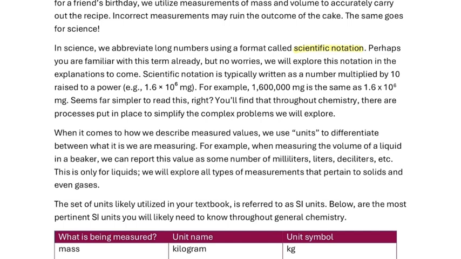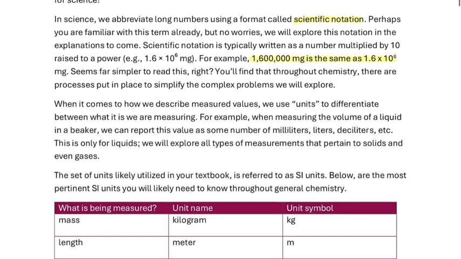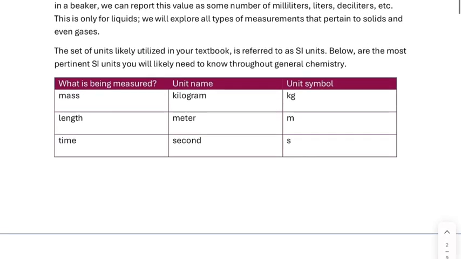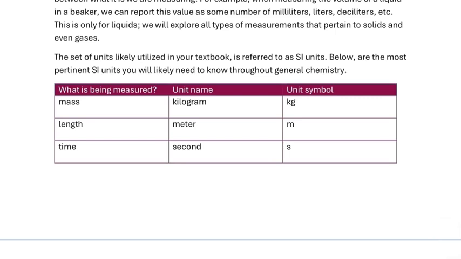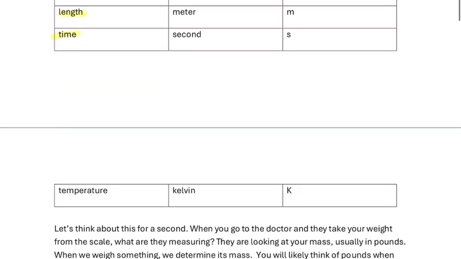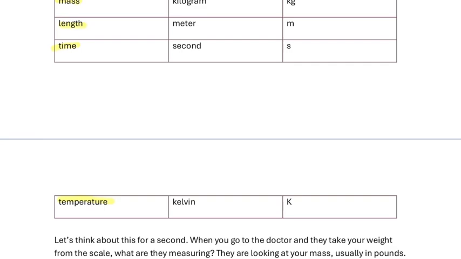It's a format that a lot of times we'll use in chemistry to simplify things because it makes long numbers a lot easier to portray. Also within chemistry we use a specific set of units referred to as the SI units. This is a standardized set of units, consisting of mass, length, time, and temperature, in which mass will predominantly be measured in kilograms with the symbol kg, length will be in meters with a lowercase m, and time in seconds with a lowercase s. Temperature will utilize something called Kelvin with a capital K.